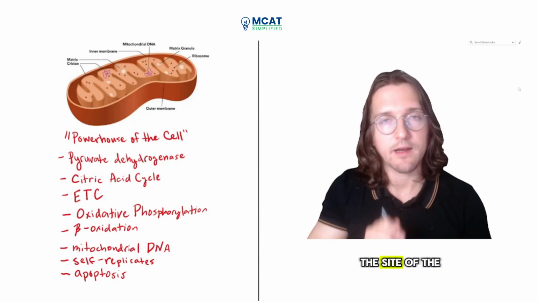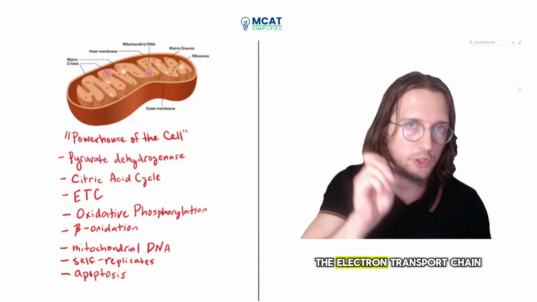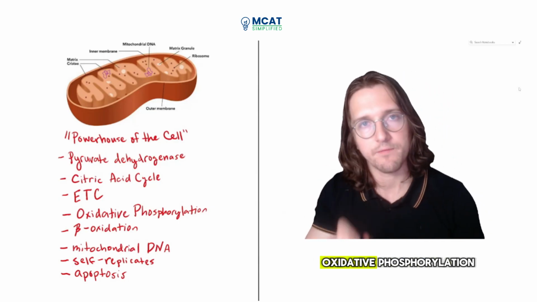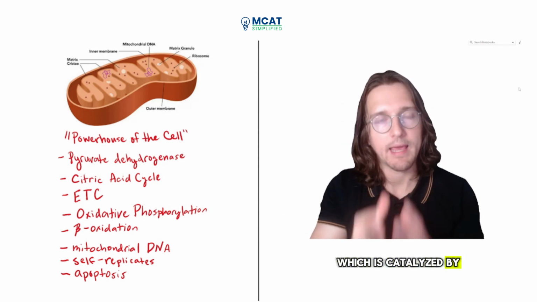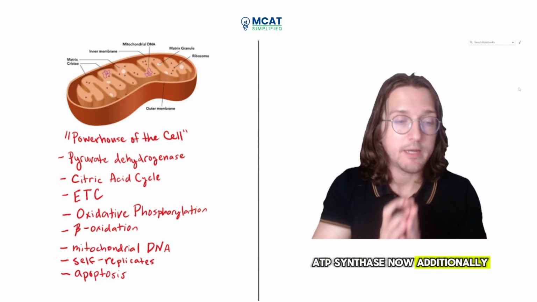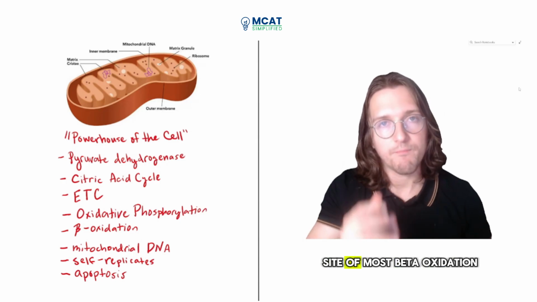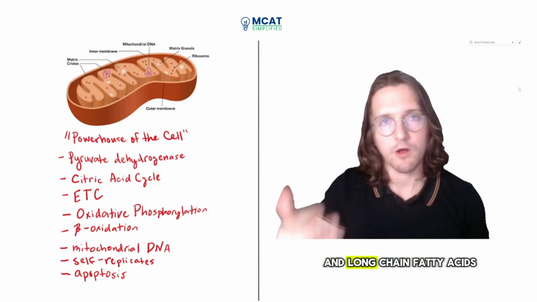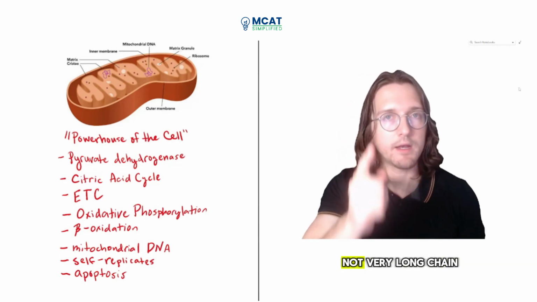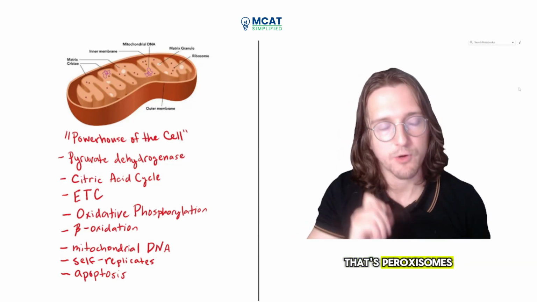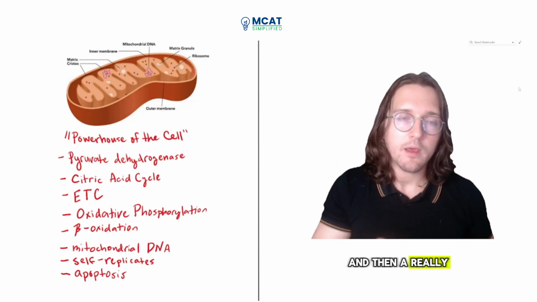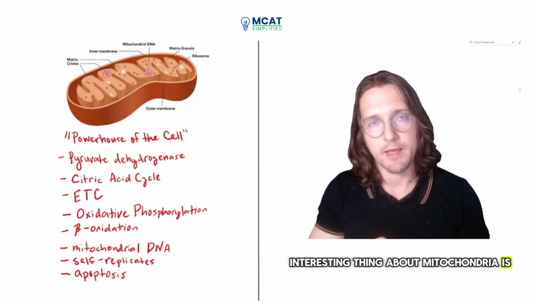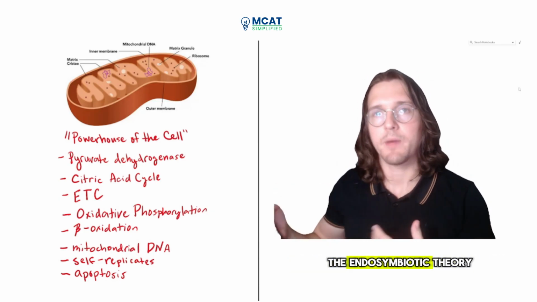And then it's also the site of the citric acid cycle, the electron transport chain, and like I said, oxidative phosphorylation, which is catalyzed by ATP synthase. Now, additionally, it's going to be the site of most beta oxidation, aka breakdown of fats, such as medium chain and long chain fatty acids. But like I said, not very long chain fatty acids. That's the peroxisomes.